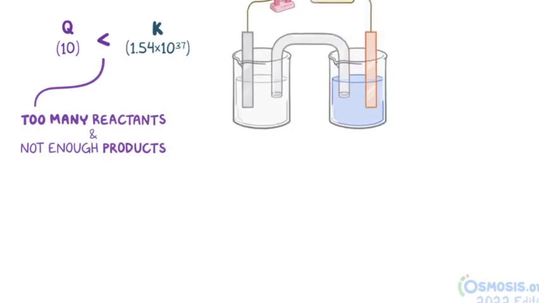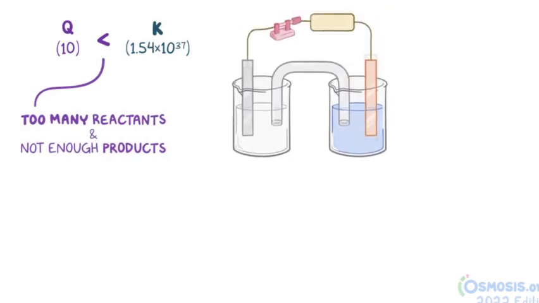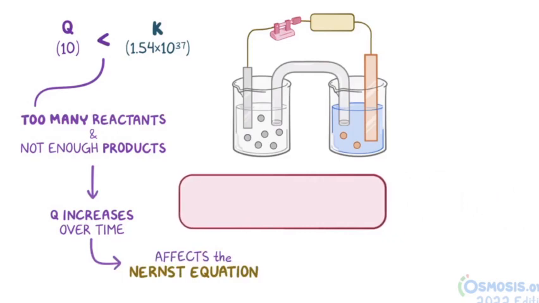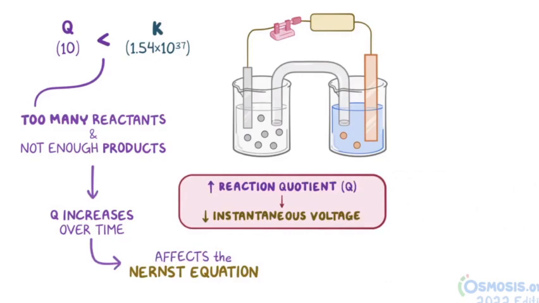In other words, the mass of the zinc electrode should shrink over time, and the copper electrode should gain mass over time. Also, the concentration of zinc ions in the solution increases, and the concentration of copper ions decreases. This causes the value of Q to increase over time, and that affects the Nernst equation. Remember that when you increase the reaction quotient, you decrease the instantaneous voltage. For example, if Q increases to 100, the voltage will drop to 1.04. As Q continues to increase, the instantaneous voltage continues to decrease.